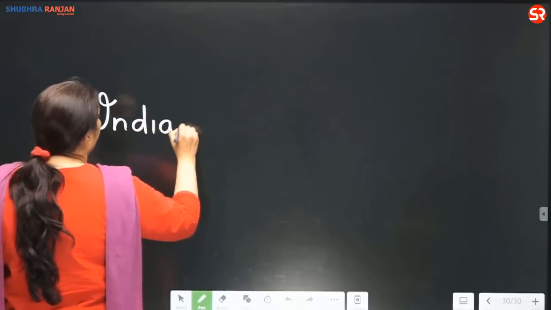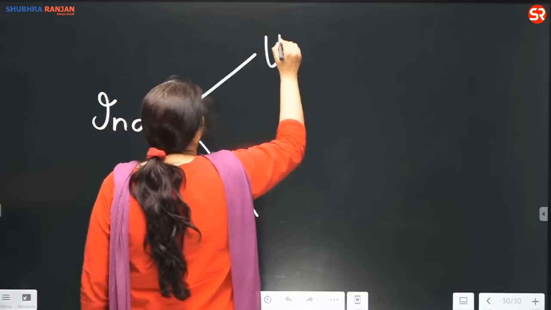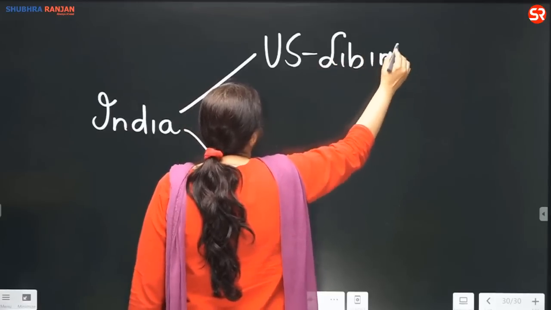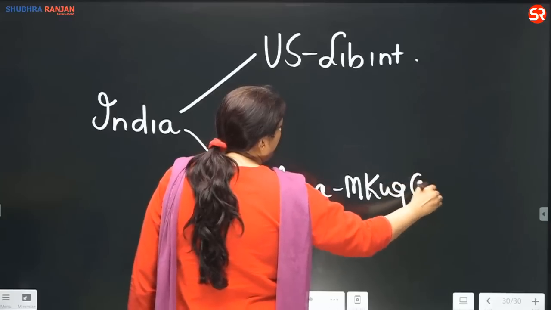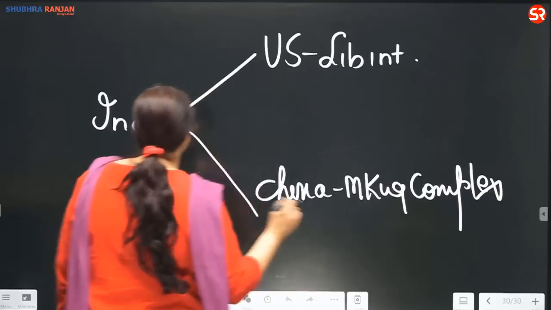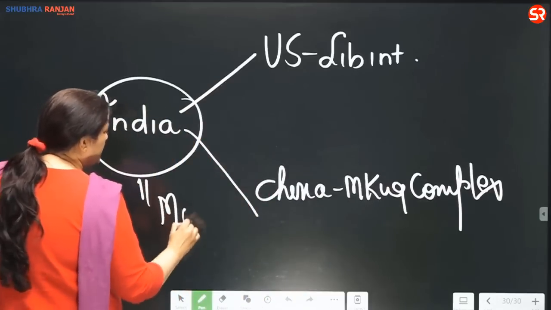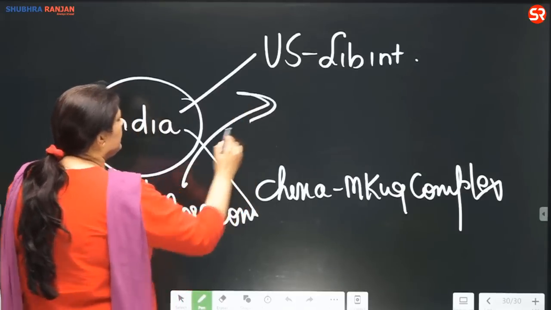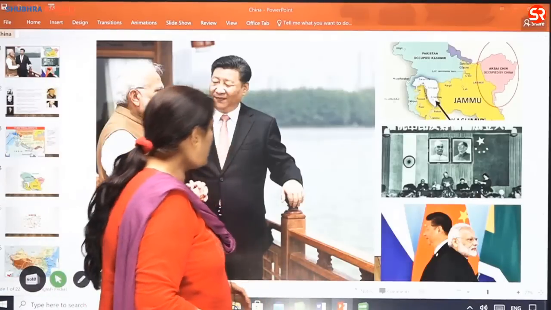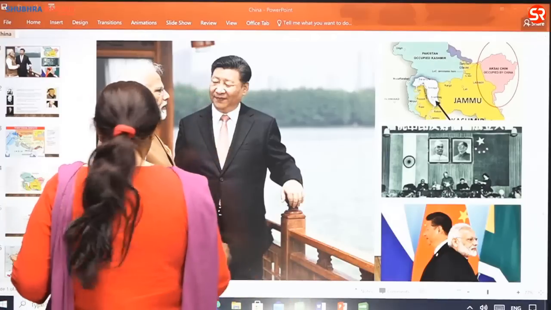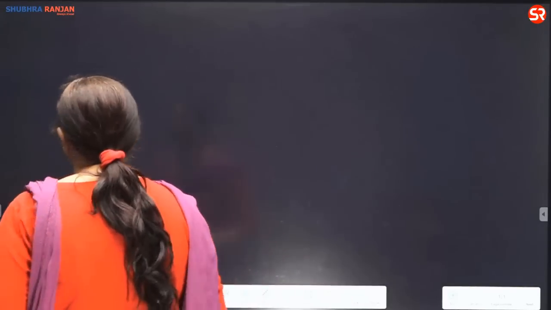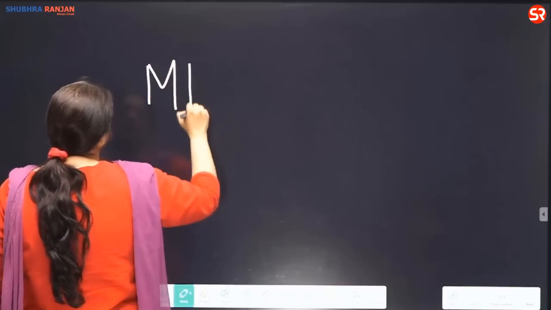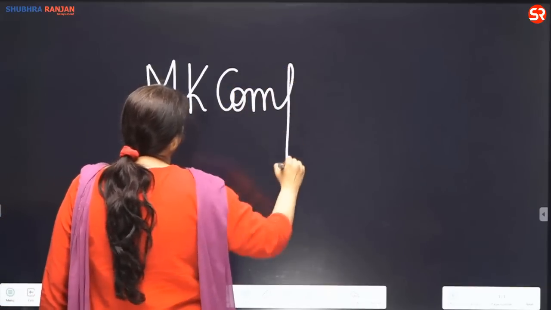Now, if we see India making choices between the two world orders, one is the US-led liberal international order, the second is the China-led Middle Kingdom complex, then India is more comfortable with the US-led world order, where they talk about a free and open Indo-Pacific or freedom of navigation, and China's Middle Kingdom complex or Chinese world order.